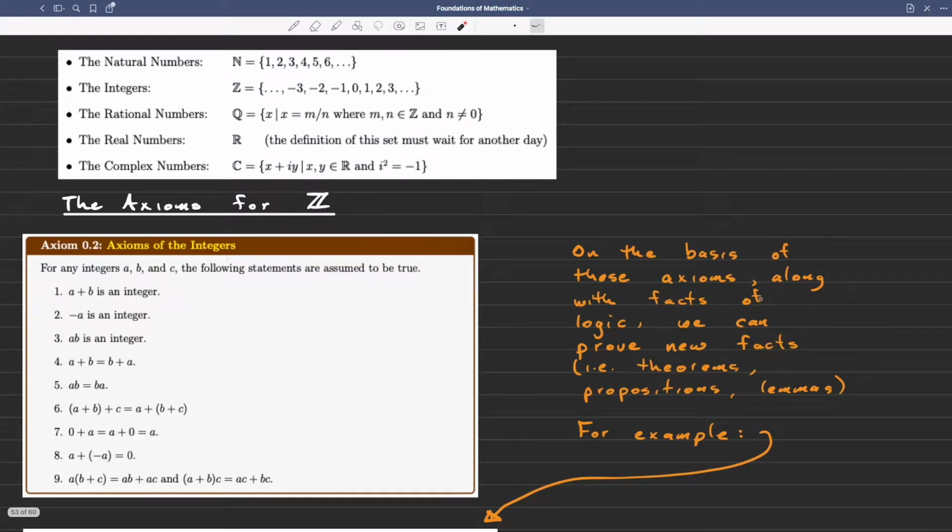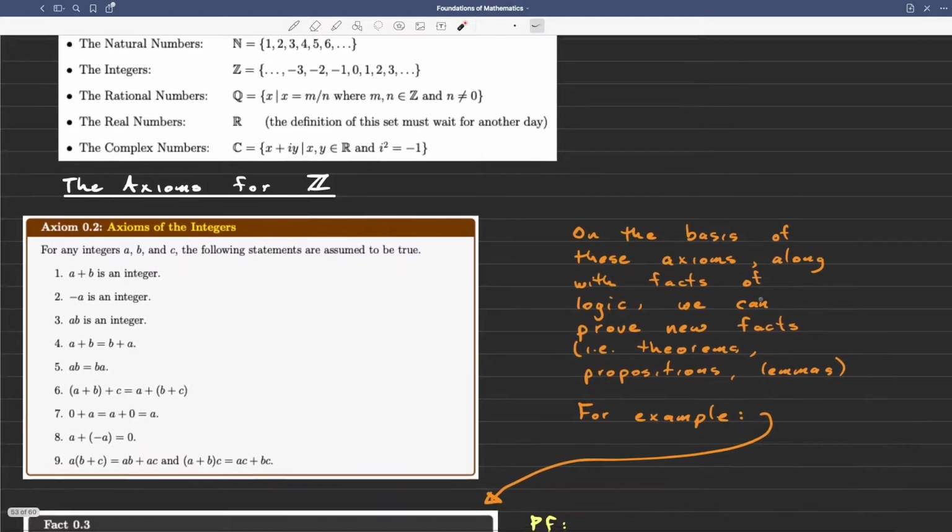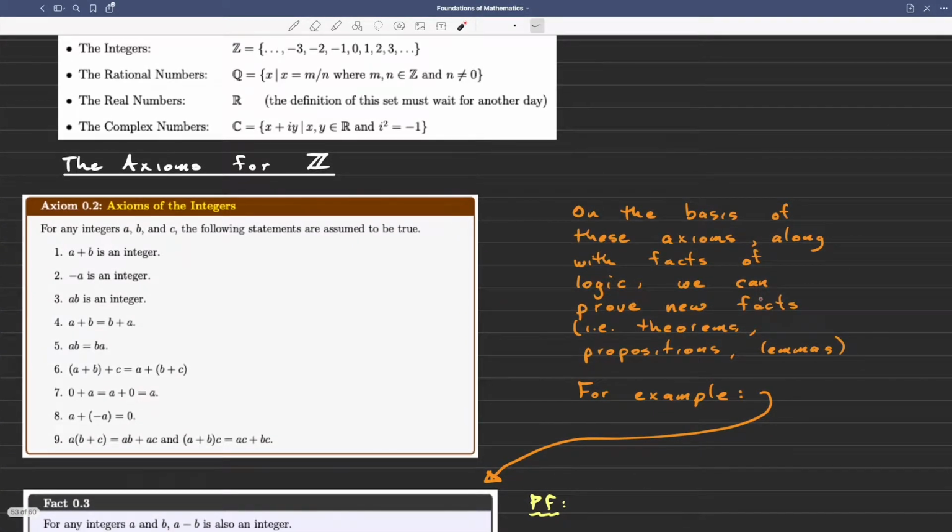And then for the rest of this chapter, though, we're going to be focused on the integers. And so there are some axioms for the integers here. Now, axioms are just statements that you accept as fact. They're not proven. So axioms are taken as a hypothesis in the system that you're working in.